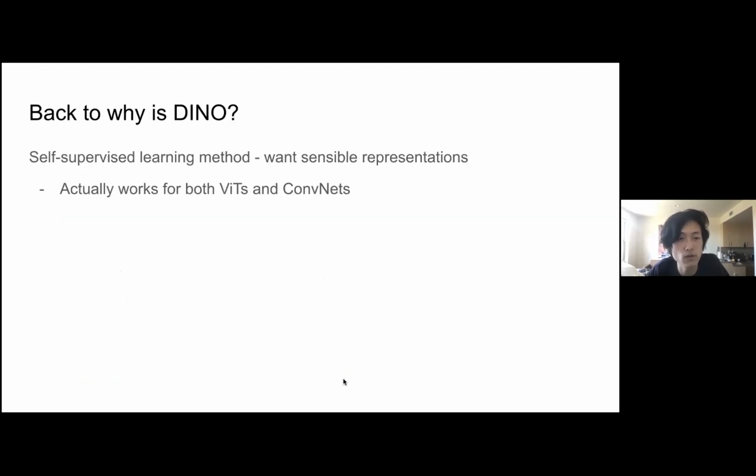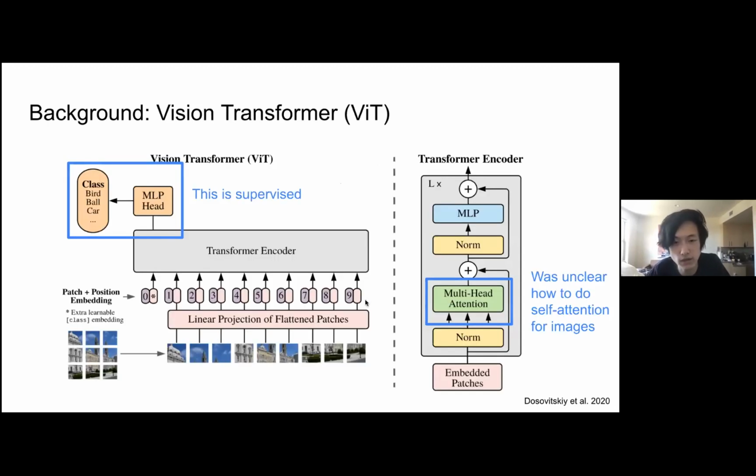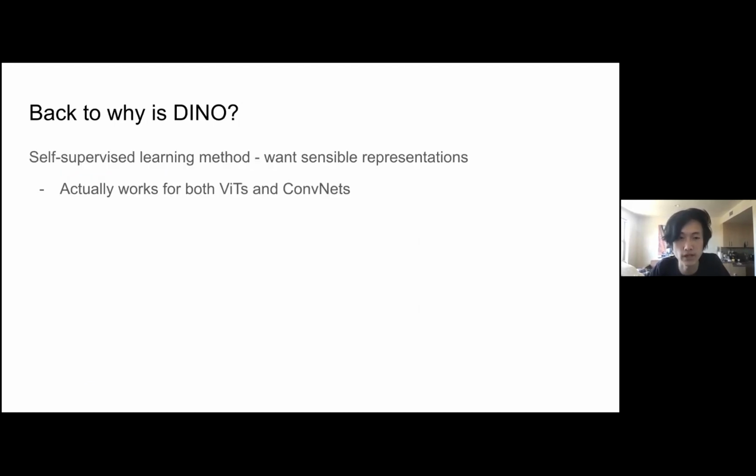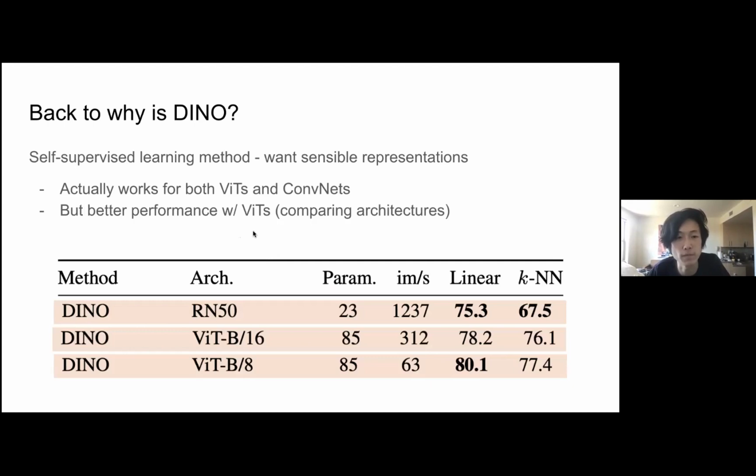So, back to why we want to use DINO. There's this notion of self-supervised learning with sensible representations. The authors say that in this previous supervised example, it's not super clear why this would necessarily be preferable to ResNets. But here they say that vision transformers are preferable to convnets when we can do self-supervised learning. And I guess it's also better.